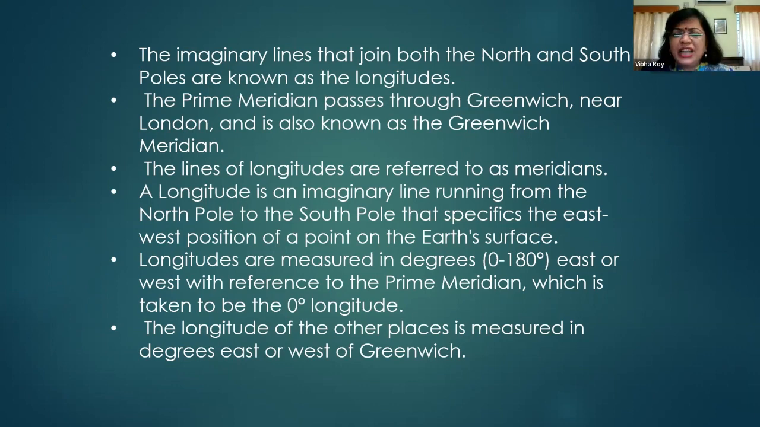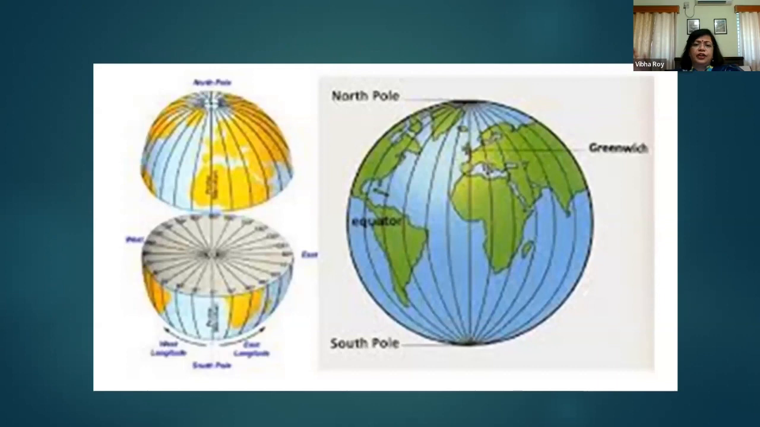A longitude is an imaginary line running from the North Pole to the South Pole that specifies the east-west position of a point on the Earth's surface. Longitudes are measured in degrees, east or west, and the reference point is the prime meridian. The prime meridian is 0 degree longitude, and all the places in the east are called east longitude, and all on the west will be called west longitude.